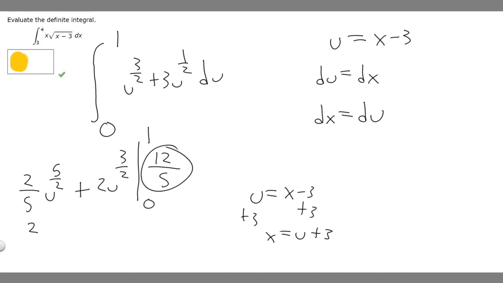So it's 12 over 5 when we plug in 1, and then we subtract what we get when we plug in 0. If we plug in 0 into this, it's just going to be 0, because this will become 0 and this will become 0, so 0 plus 0 is 0. So we subtract 0. 12 over 5 minus 0 is just the same thing, 12 over 5. So this right here is going to be our final answer. The answer to this problem is 12 over 5.